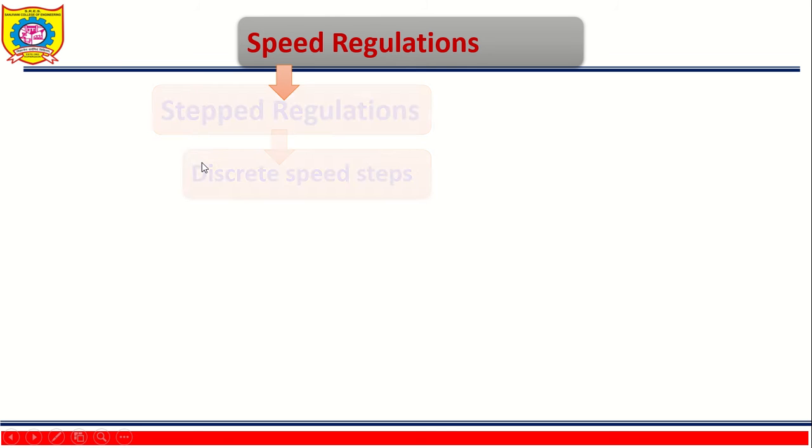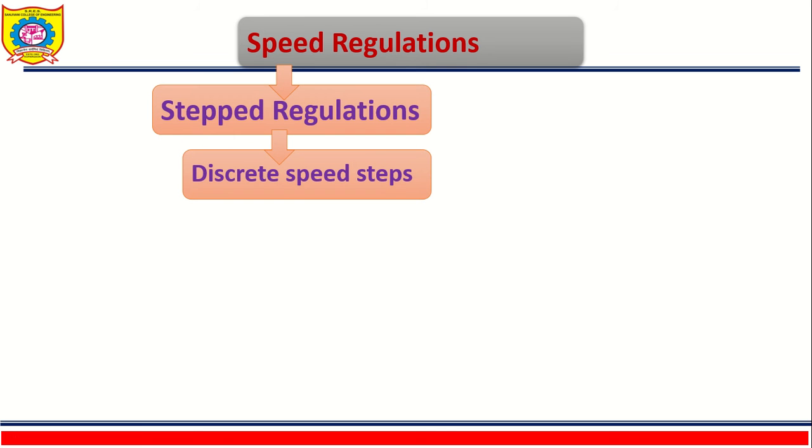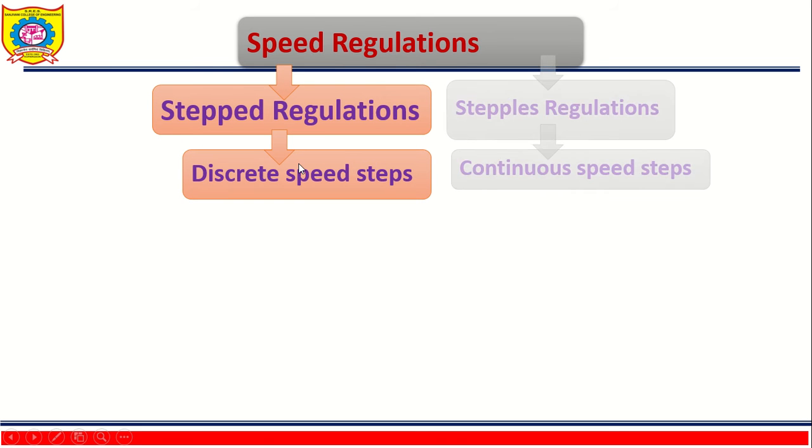There can be speed regulation like step regulation or stepless regulation. In the case of step regulation, we have a discrete speed range like 0, 5, 10, 15, 20. In the case of stepless regulation, there will be continuous speed steps like 0, 1, 2, 3, 4, 5, 6 up to 10. So those are the two regulations.